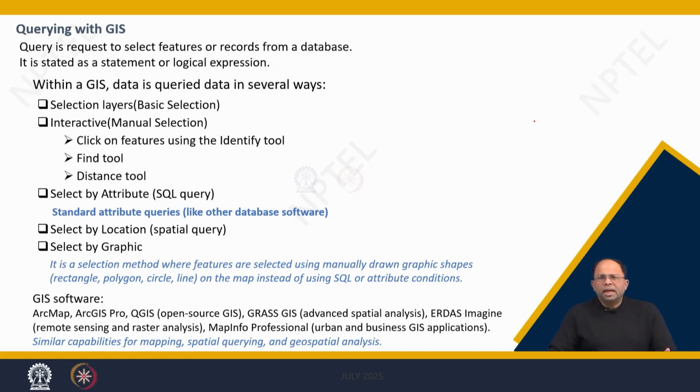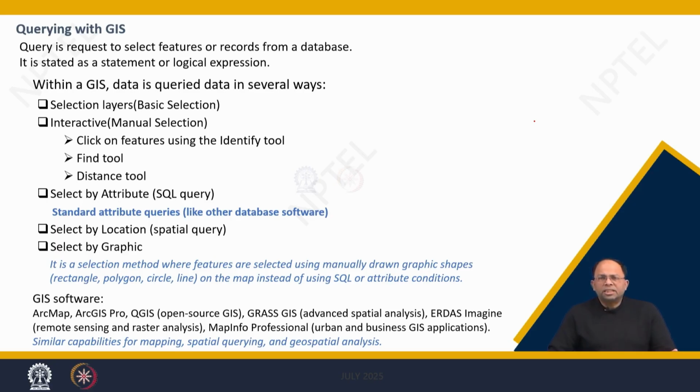Queries could be done in several ways inside GIS. One is, first of all, we have to select layers. That itself is one sort of selection of data or querying. So we call it basic selection. That means we can select the layers which we want to deal with out of many layers. And then we can use manual selection or interactive selection, which is by clicking on certain features using the identify tool, or using the find tool or a distance tool. We can measure different things in an interactive manner. That means we can also generate new data, or rather search data, in this particular way.